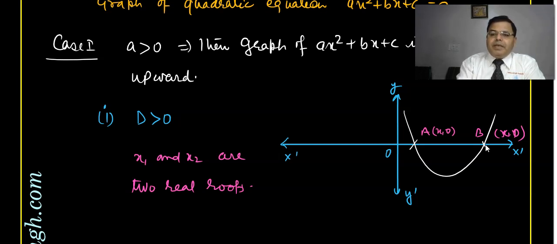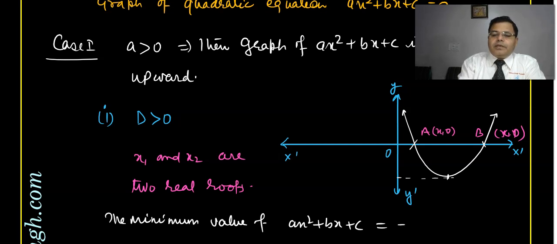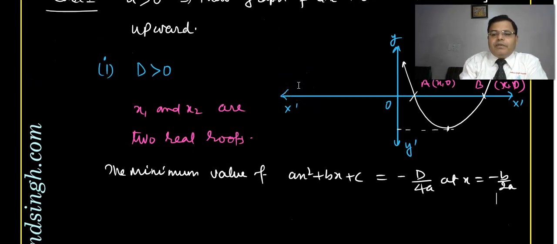Remember, the graph has a minimum value, because the graph will go anywhere in the upward direction. So there is no maximum value of y, but the minimum value is here. Remember, the minimum value of ax square plus bx plus c is equal to minus D upon 4a at x is equal to minus b by 2a. Remember, D is what? B square minus 4ac, right? So the minimum value is 4ac minus b square over 4a, you can write, at this.